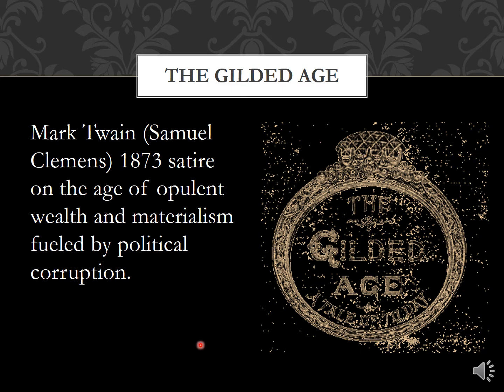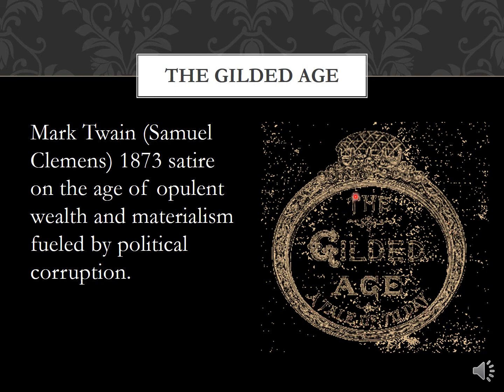So to begin, we're going to talk about the Gilded Age. What does the Gilded Age mean? Well, this term was actually coined by an author at this time period, Mark Twain, also known as Samuel Clemens, who in 1873 wrote a book. This book was essentially a satire, and this is the cover of the book. It says, The Gilded Age, A Tale of Today.